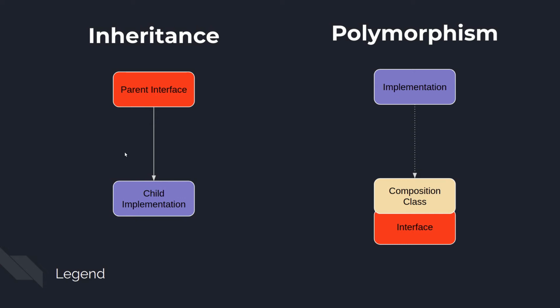So in this area here, we will see the parent class and some child implementation. We have this solid arrow. The solid arrow is an indication of inheritance. Whereas over here we have polymorphism. And the dotted arrow represents you passing an implementation or passing some object to some class through its constructor, typically.